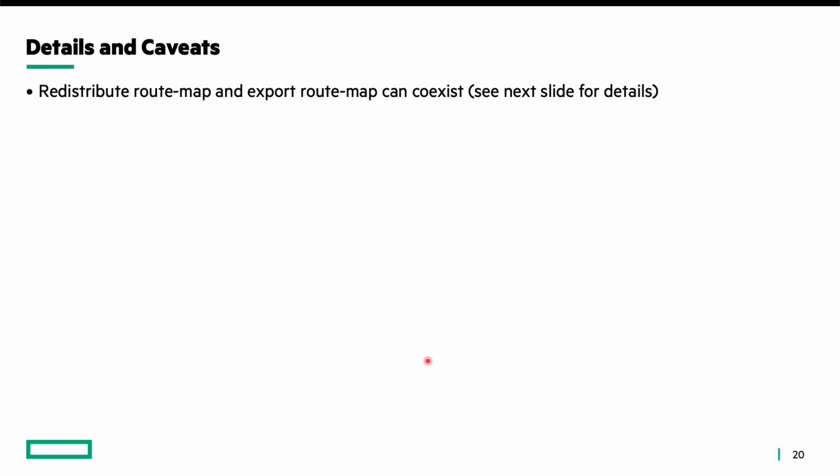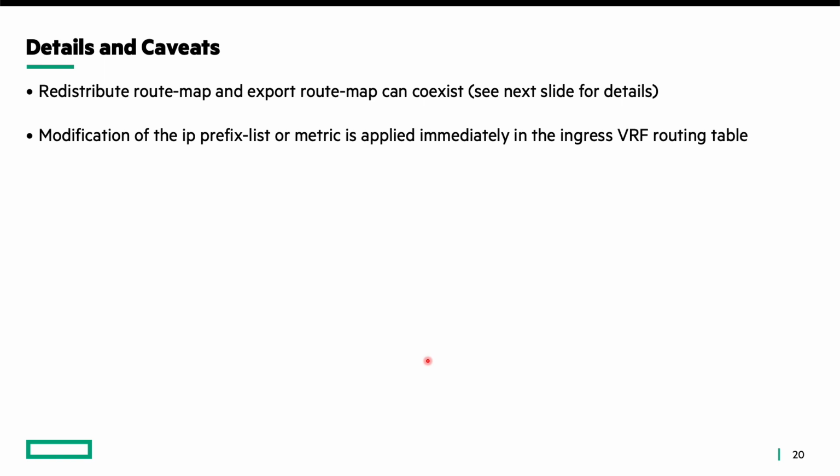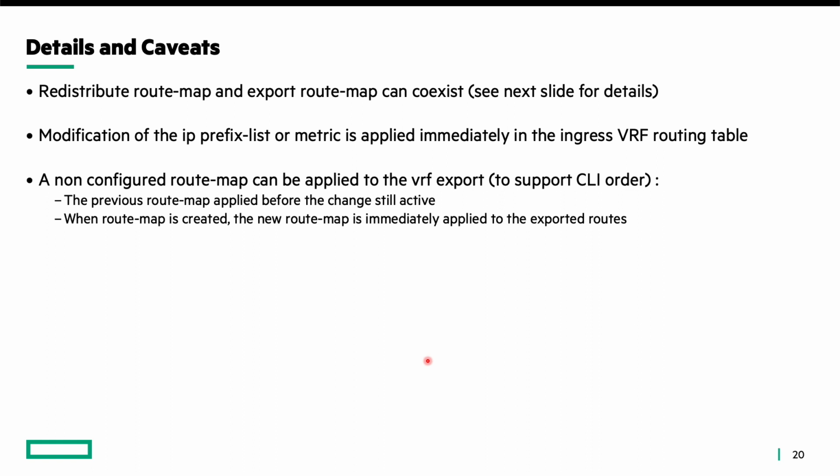Regarding the VRF export route map and the redistribute route map at the BGP process level, they can coexist. It's a bit more complex, so I will explain in a further slide how it really works. If you modify the prefix list to modify the prefix which needs to be leaked, you want to remove or add a new one, it is taken into account immediately in the ingress VRF route table. So you don't need to unapply and reapply the route map, fortunately.